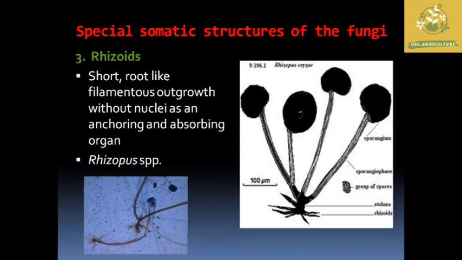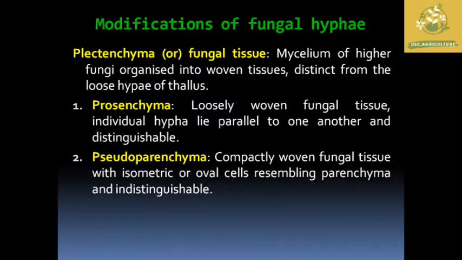And the rhizoids, which are short root-like filamentous outgrowths without nuclei, used for anchoring as well as absorbing, which is the same as haustoria. After that we are going to see the different modifications of fungal hyphae.